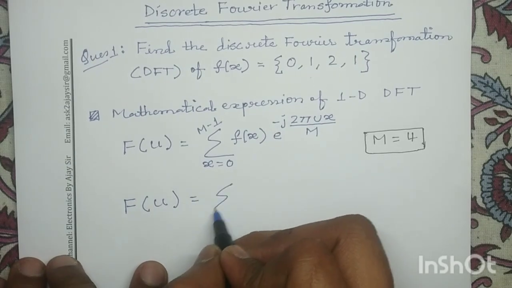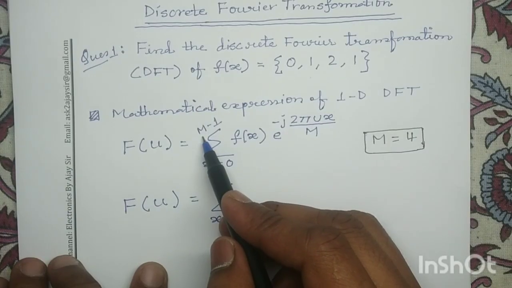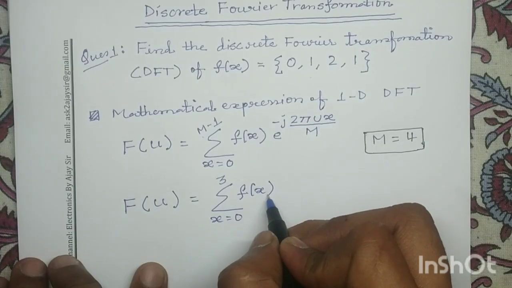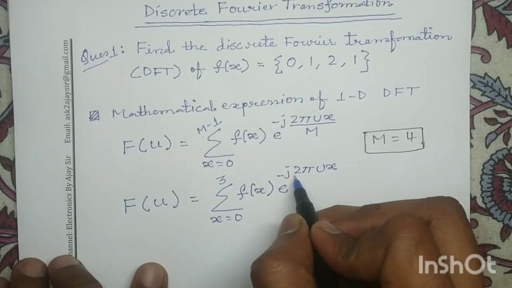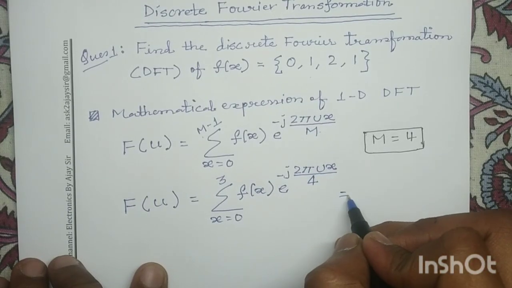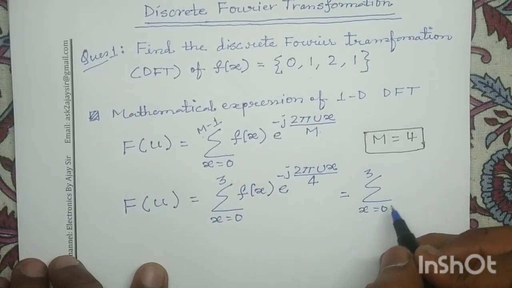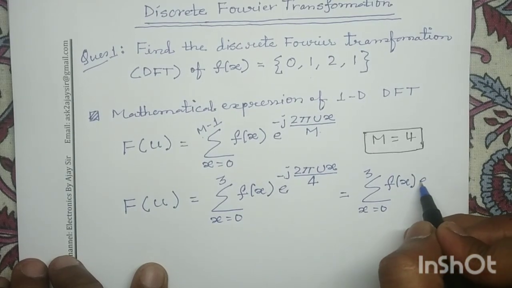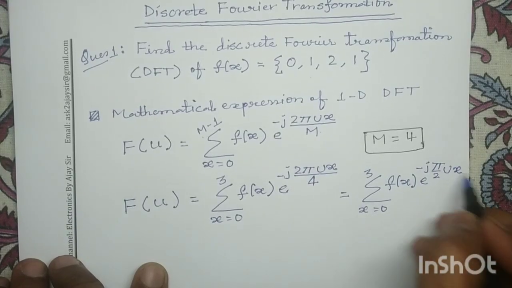f of u equals summation x equals 0 to, in place of m we will substitute 4, so 4 minus 1 is 3, f of x e to the power minus j 2 pi ux divided by 4. In place of m we substitute 4, and on further simplification we get this expression: summation x equals 0 to 3 f of x e to the power minus j pi by 2 u into x.